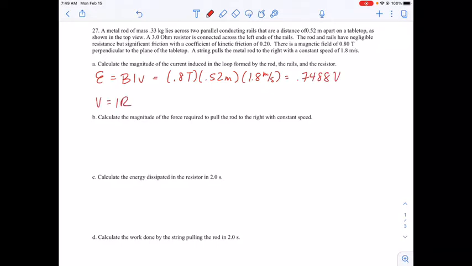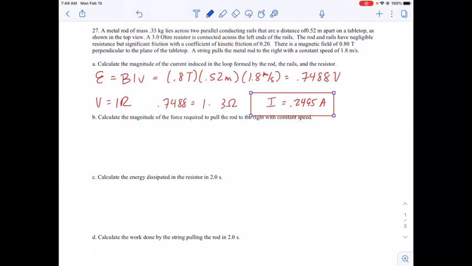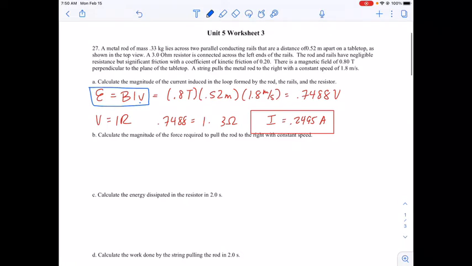Then I would use Ohm's law, V equals IR, to get the current. So 0.7488 equals I times 3 ohms, and I comes out to be 0.2495 amps. Okay, so again, this first question hinges on an equation. That equation is derived from flux. The V is indicating that the area is changing, and remember that we need a changing flux in order to induce that EMF.